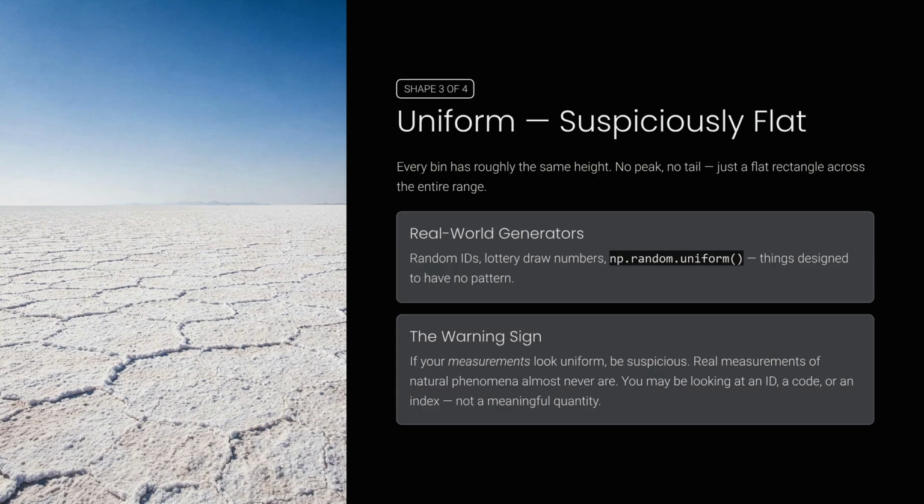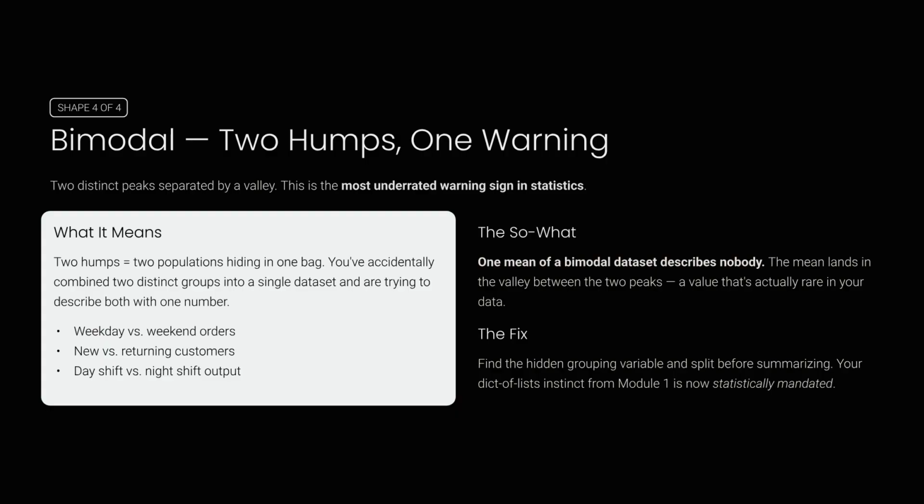Third is the uniform distribution, appearing as a flat rectangle. If real-world measurements look like this, be suspicious. It often signals that you are looking at arbitrary IDs or indices, not data. Finally, we have the bimodal distribution, characterized by 2 distinct peaks. This is a critical warning sign that your dataset likely contains 2 separate groups that should be analyzed independently.